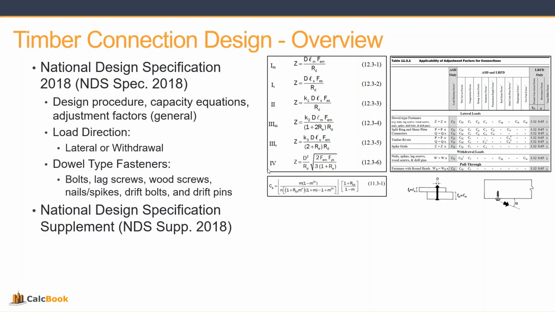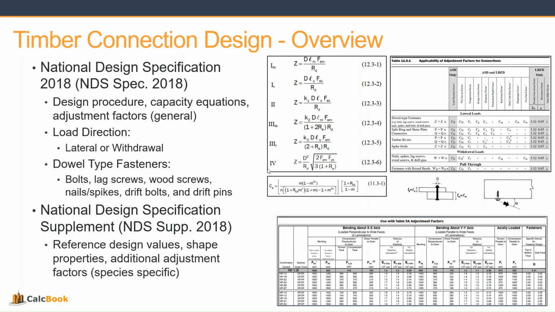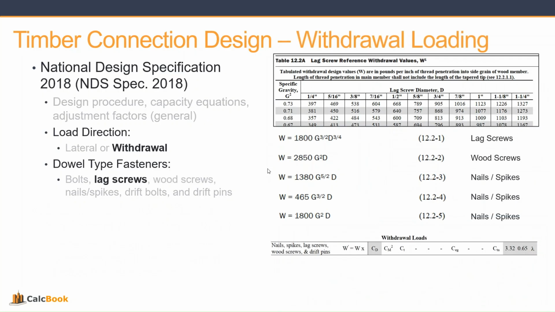The supplement does not get used as much for connection design, but we still may need to reference it for any type of member properties. This is where you'll find all your information for Douglas fir larch or southern pine, those types of things. You can find all those material properties and reference design values. We are going to be focusing on our withdrawal loading for lag screws, and so when we're using lag screws, we're using that first equation there, 12.2-1, to find out the nominal withdrawal load for an individual fastener.